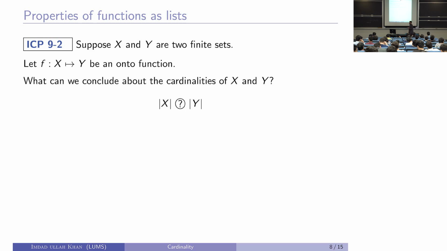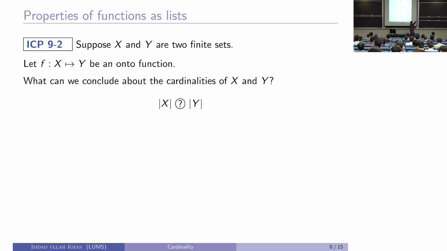Suppose fewer elements of x are mapped to elements of y. So if let's say cardinality of y is 100, and anything less than 100, let's say 99 or fewer elements, are mapped into the 100 rooms, then at least one room will be empty, right? It cannot be an onto function.